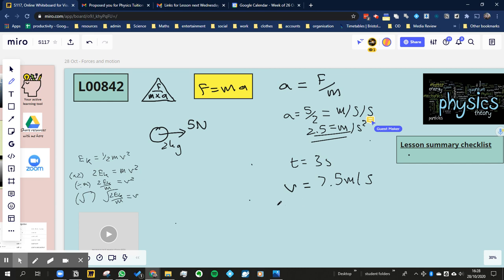Okay. Now, this brings in some symbols here. What symbols have I used so far? We know about F, we know about M, we know about A, and we know about T, and we know about V. I'm going to use just a couple more. U is the initial velocity. If we have a situation where there are two velocities, so a starting and a finishing velocity, an initial and a final velocity, then U is the initial, and V is the final velocity.